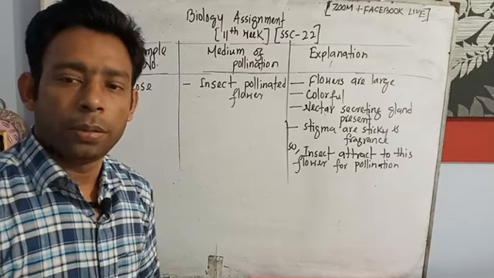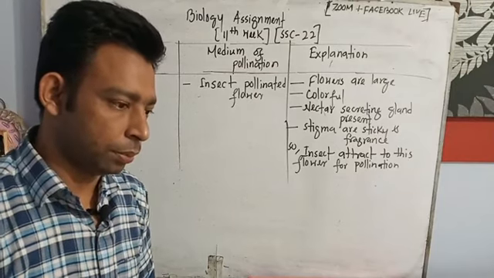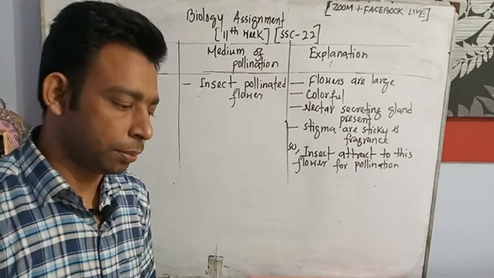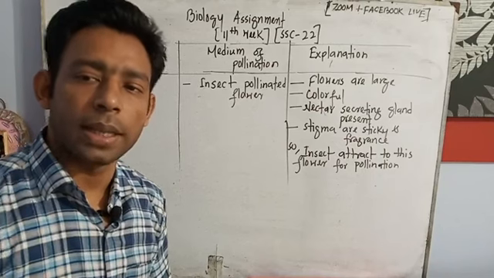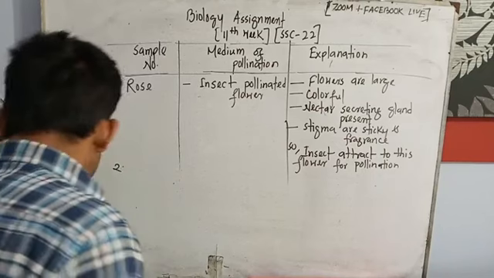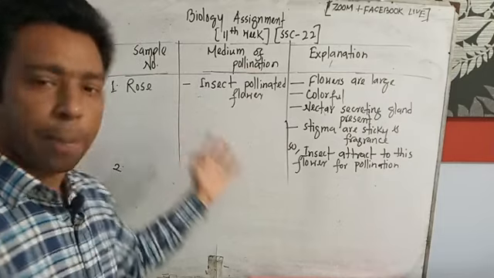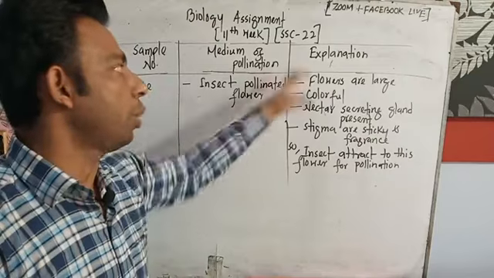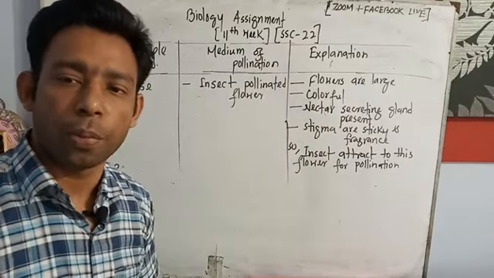Sir, in the question paper it was said to give the explanation and the insect pollinated identity differently. Can we write so? I see the assignment. It asks what type of sample you collect, the medium of pollination, and according to how the pollination is done. I follow this one, so follow me here.